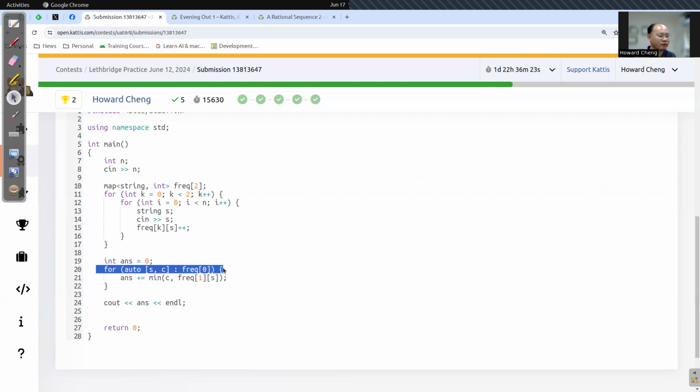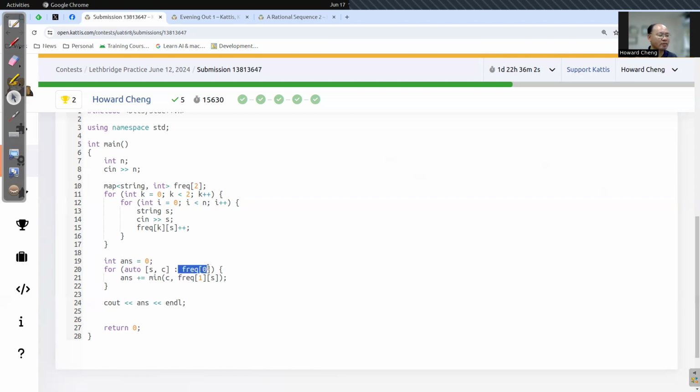I looped through the first map of the first problem set. Remember that in a map, each entry comes as key and value, and the way to automatically pick it apart in C++ is to use auto, square bracket, S and C. S would be the string, C would be the value.